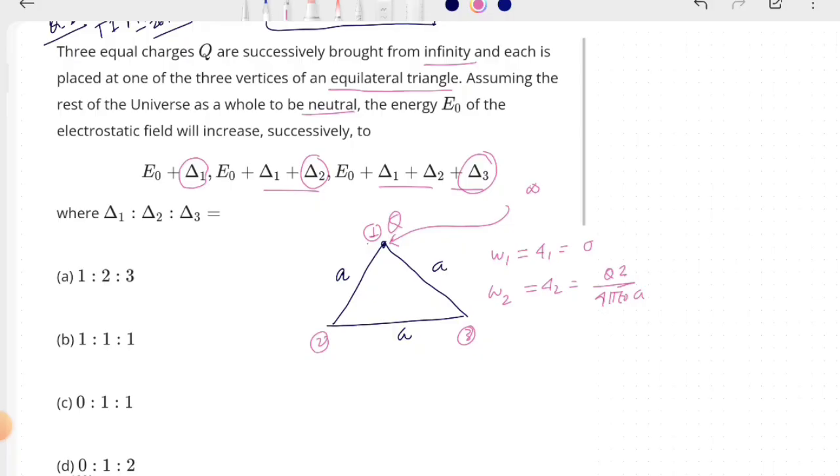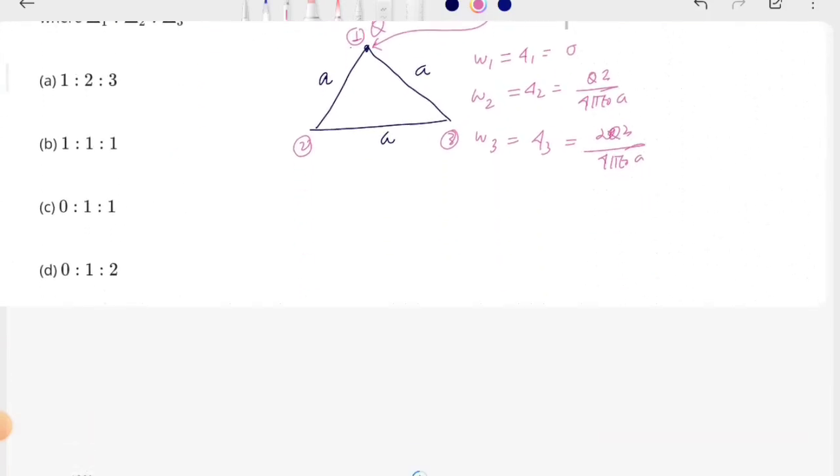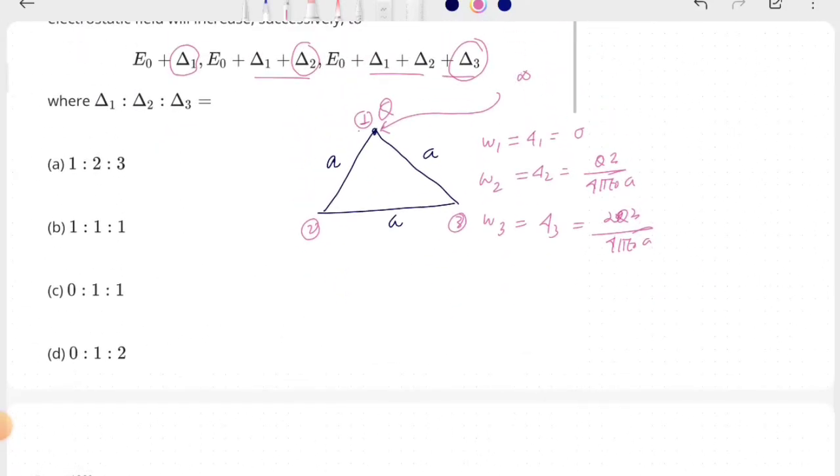And when charge Q is again taken from infinity to 3, you get work done W3, that is nothing but delta 3, which is equal to 2Q square upon 4 pi epsilon naught A. In the previous questions we already discussed how we get this work done step by step.